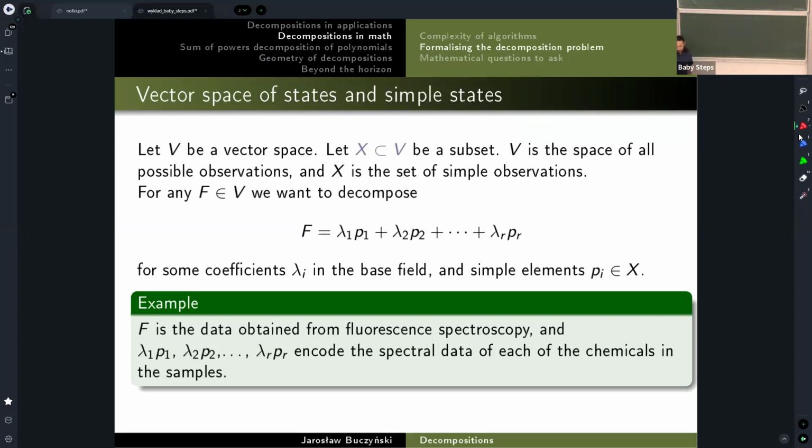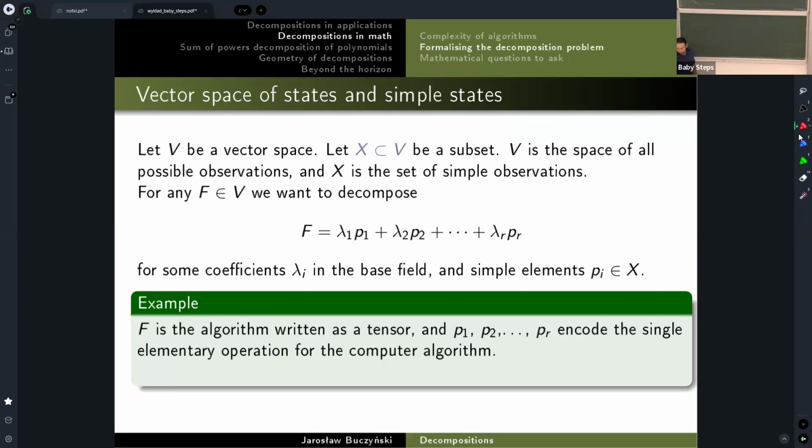In the example of the fluorescence spectroscopy, F will be the data, the tensor that we obtained from just running the experiment, and then lambda_i times p_i will be the spectral data of each chemical in the sample. So it's a little bit more complicated here, but I can explain it afterwards in more detail. And in the algorithm, we have a complicated multilinear algorithm, and then the p_i will represent the multiplication, at least. Each p_i will represent a single multiplication that's needed for this particular algorithm.